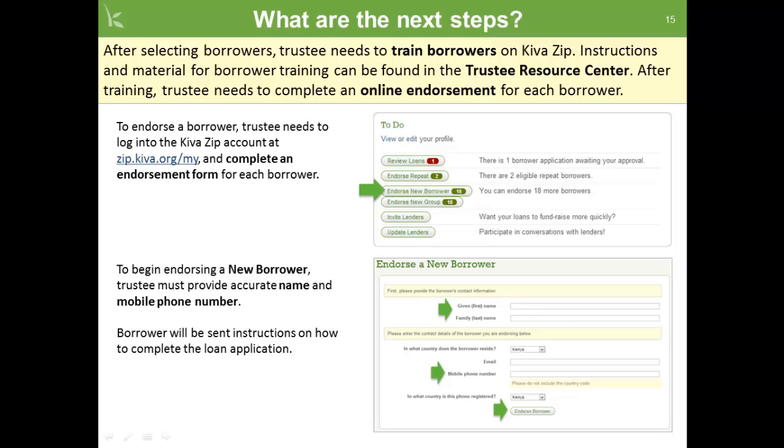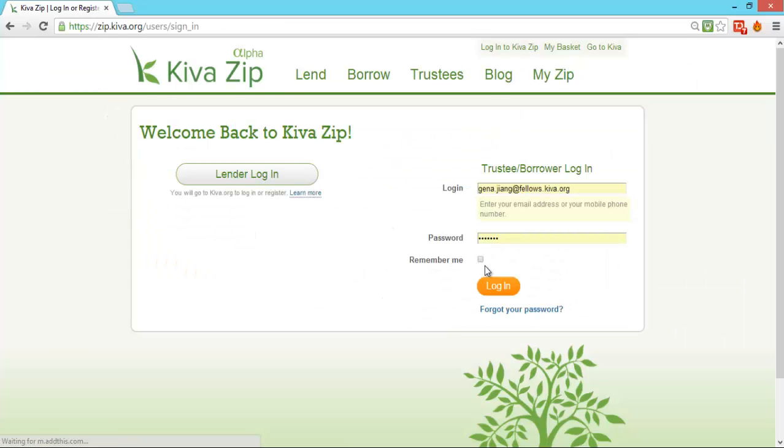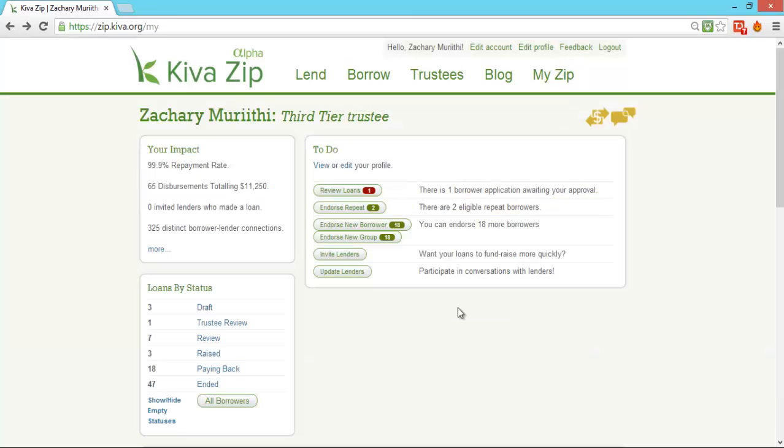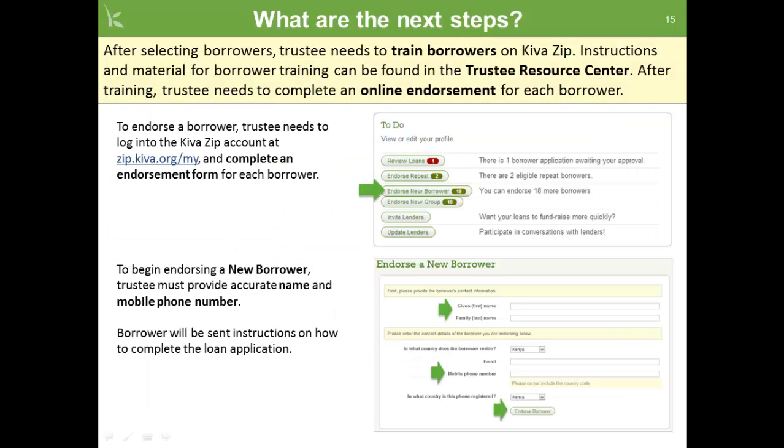After selecting borrowers, you need to train them on Kiva Zip. Borrower training may be done in person or online using the self-serve borrower training. Instructions and material for borrower training can be found in the Trustee Resource Center. After training them, you need to complete an online endorsement for each of the borrowers. To begin the endorsement form, you need to log into your Kiva Zip account and click on the Endorse New Borrower button. To begin endorsing a new borrower, you need to provide the name and phone number of the borrower. They will then be sent instructions on how to complete their loan application while you complete the endorsement form.